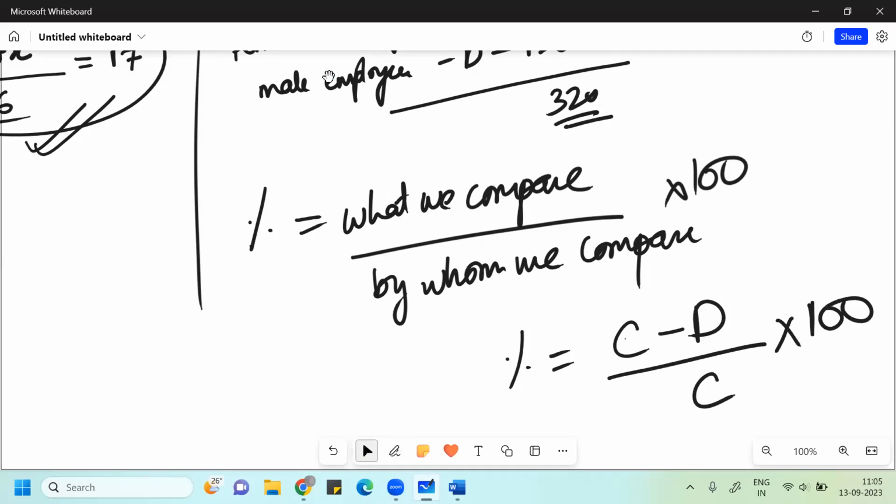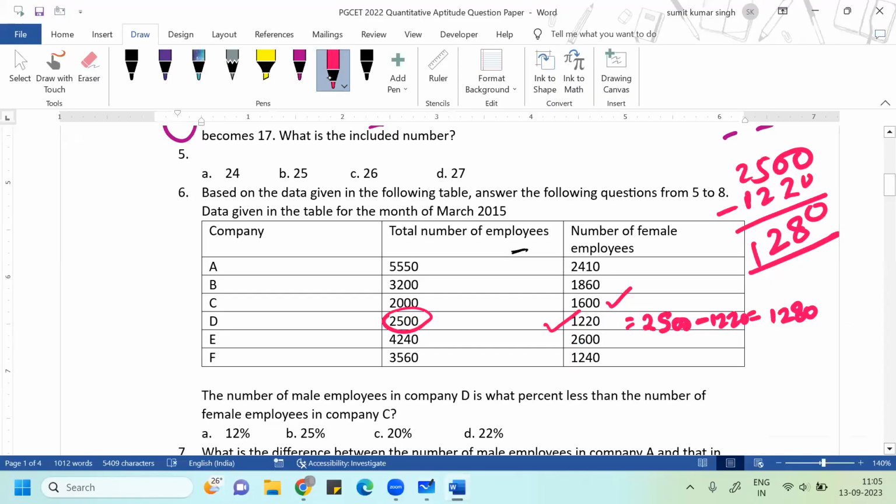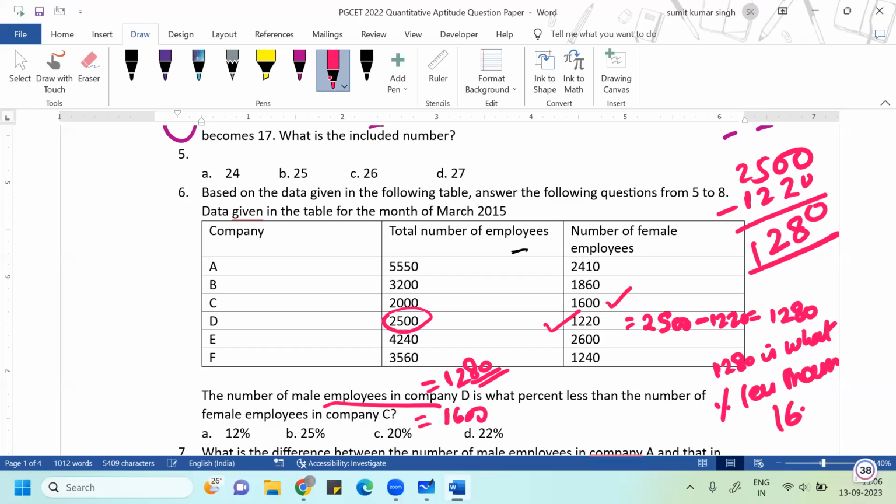That is the question, right, everyone? Did you understand what they're asking you in the question? They're asking you that the number of male employee in company D, which is 1280, is what percentage less than the female employee in company C? How much is the female employee in company C? 1600. They are asking you that 1280 is what percent less than 1600? That is the question. Is this clear, everyone?